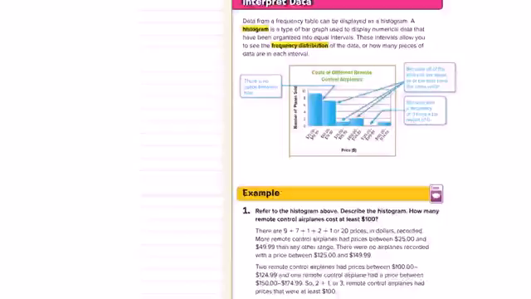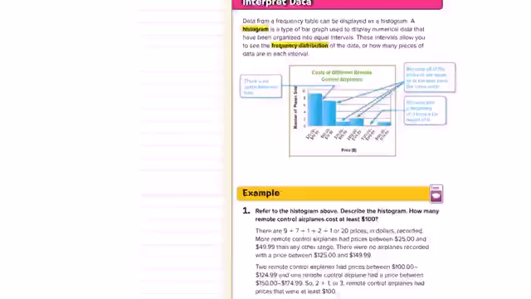Welcome to Chapter 12, Lesson 2, Histograms. So, data from a frequency table can be displayed as a histogram. A histogram is a type of bar graph used to display numerical data that have now been organized into equal intervals. There's a couple of big differences between a bar graph and a histogram, and we'll look at those here below.